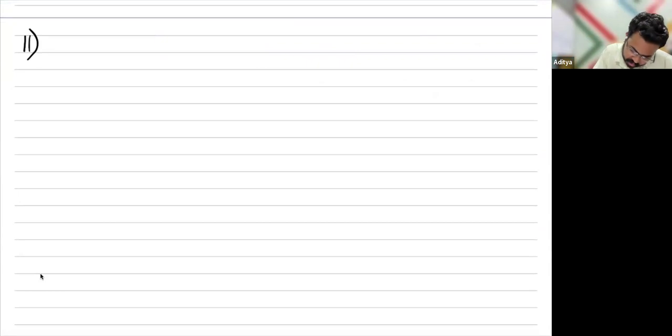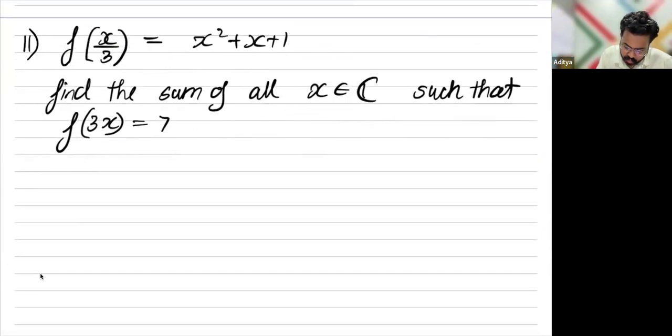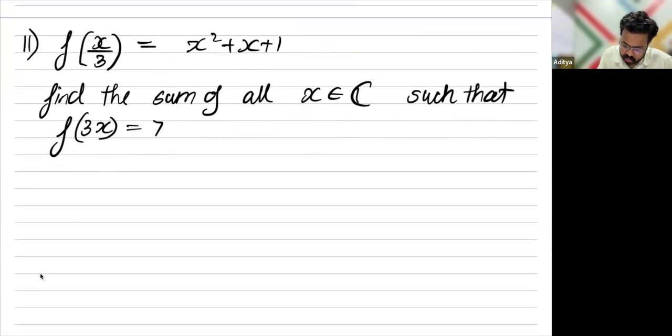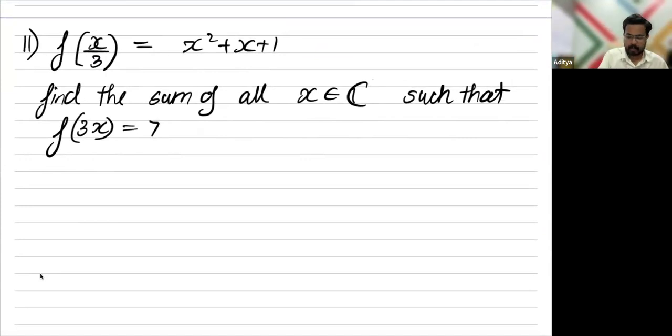Question 11, everyone can try attempting. I hope everyone is aware of what complex numbers are. Even if you are not, doesn't matter. The thing is that there is some function f such that when you put x by 3 inside it, you are left with x square plus x plus 1. Now, you have to find all x that belongs to complex numbers.